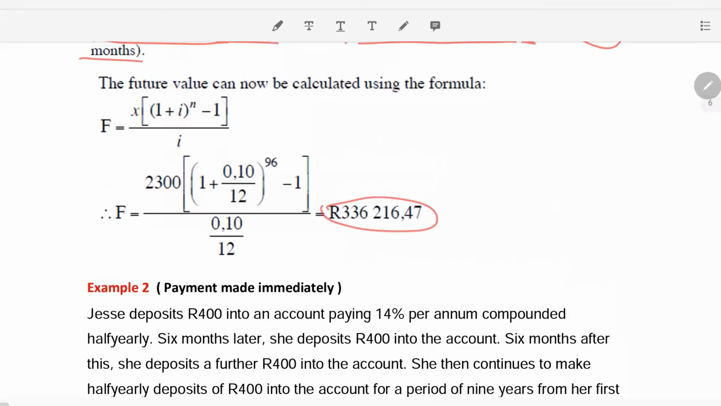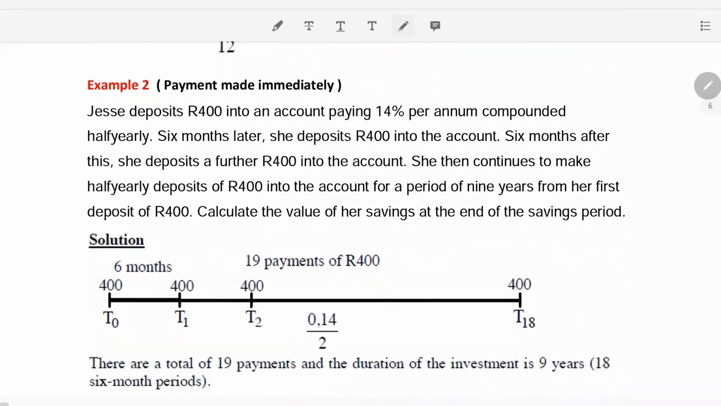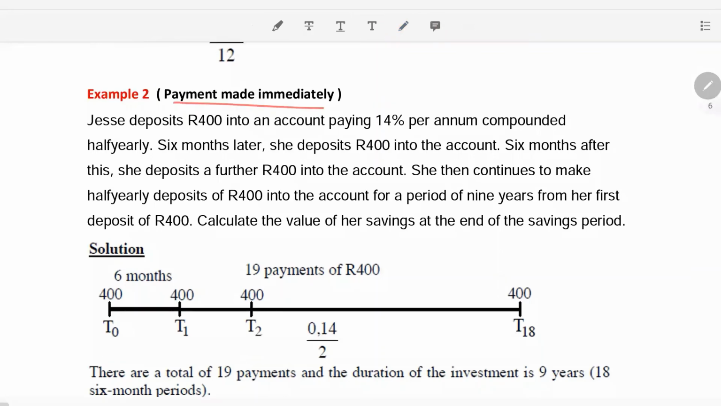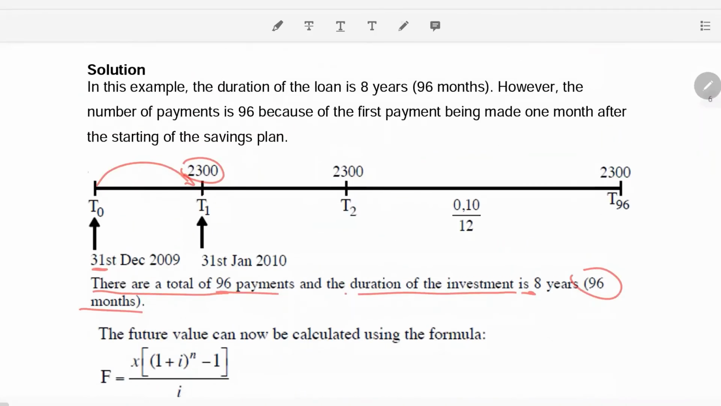Okay, so you decide today, but then you start paying afterwards. But example 2 shows us a situation where a payment is made immediately. Sometimes payments are made immediately. For example, if we go back to this question, if this person decided to make a payment on 31st of December, that means the 96 payments would add 1, which was added immediately, and this would be 97.